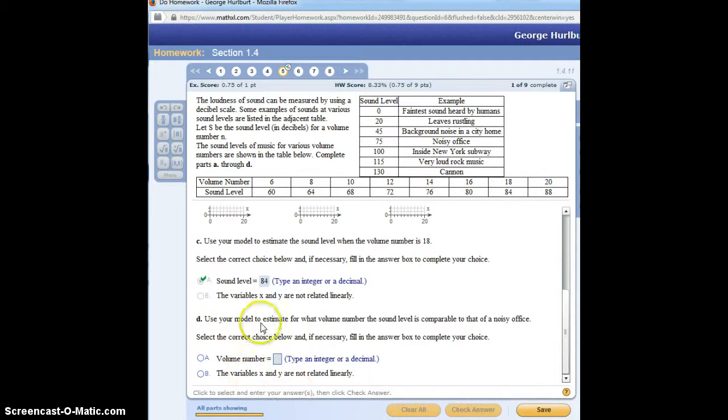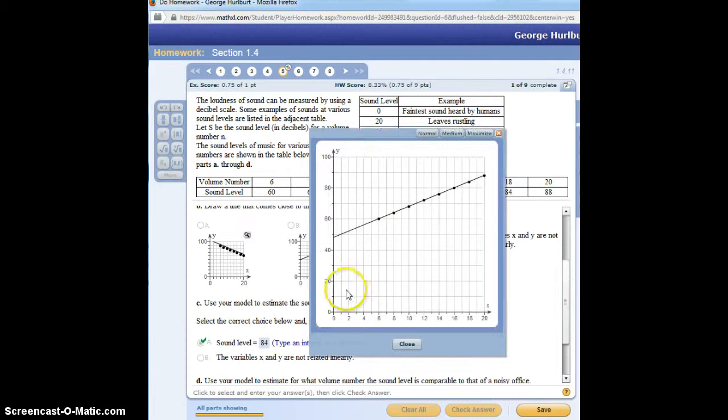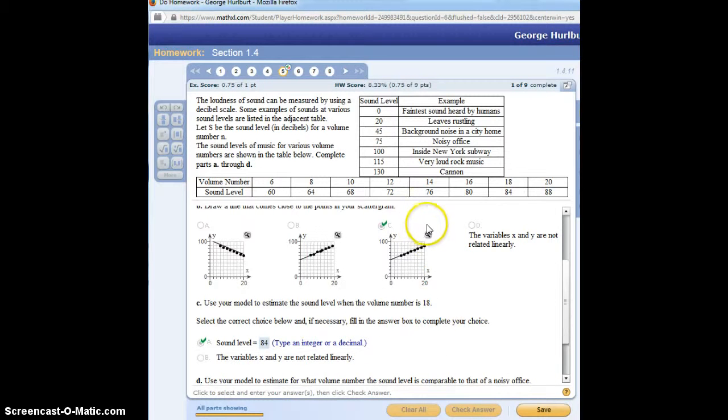All right, now it says, use your model to estimate the volume number that is comparable to a noisy office. All right, so a noisy office has a sound level of 75. So again, I would go back to my graph here. They've given me 75. That's a sound level. So I've got to come over. 75. Looks like it's right around there, right around 13. Let's see if that makes sense. 75 is between 12 and 14, so 13 seems reasonable.